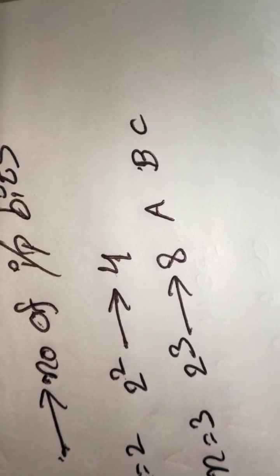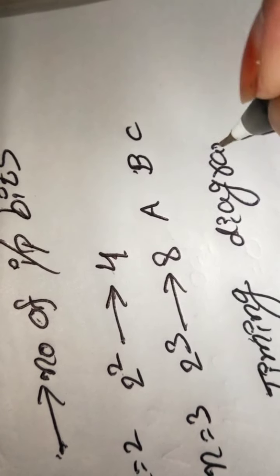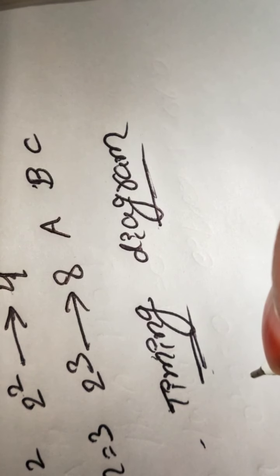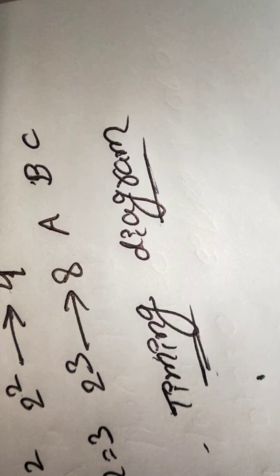Timing diagram. Diagrammatic representation of input and output.